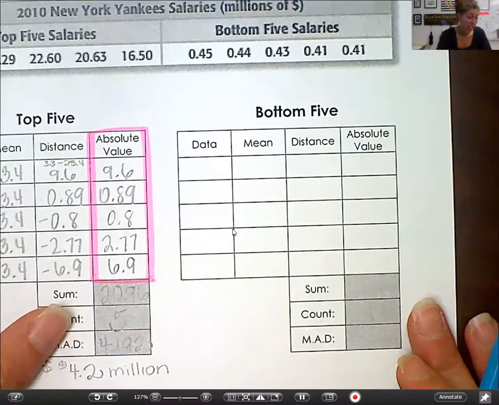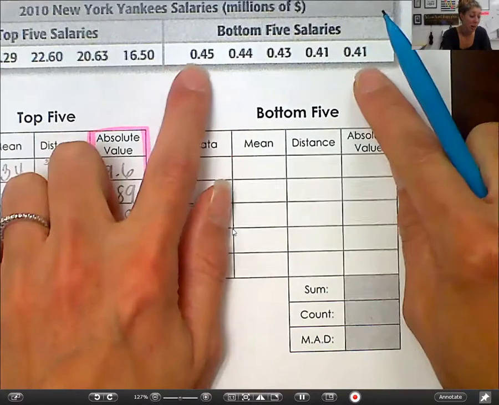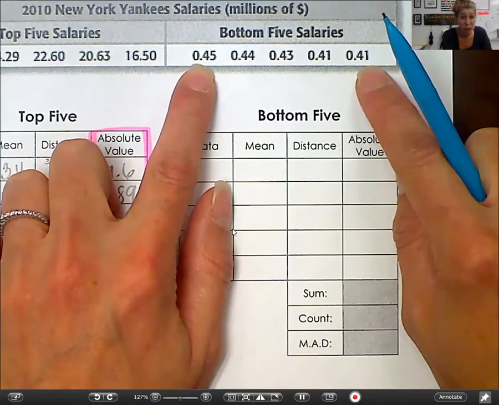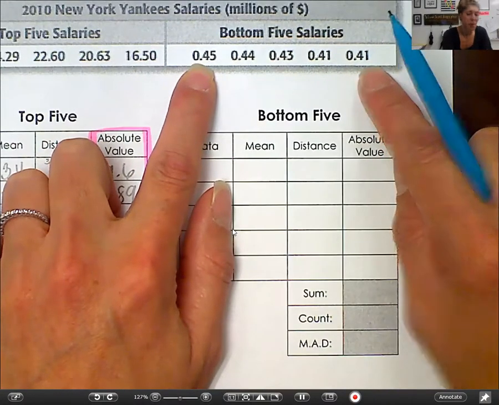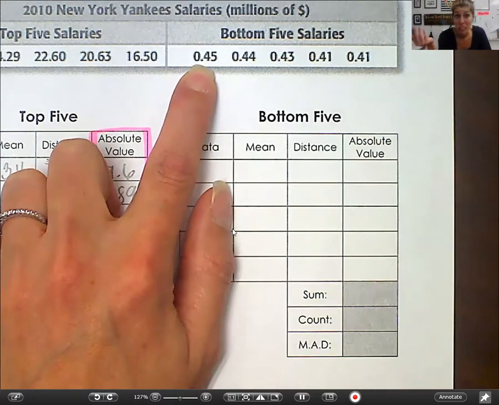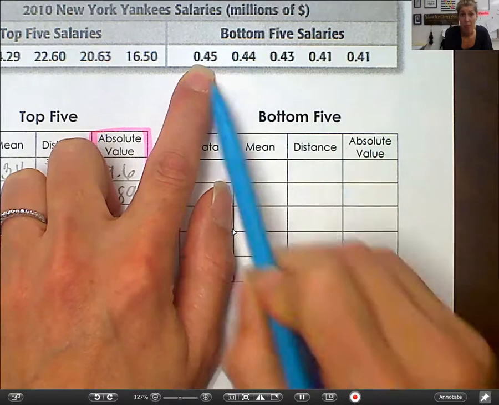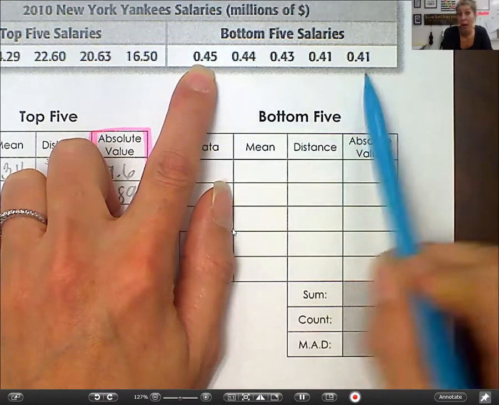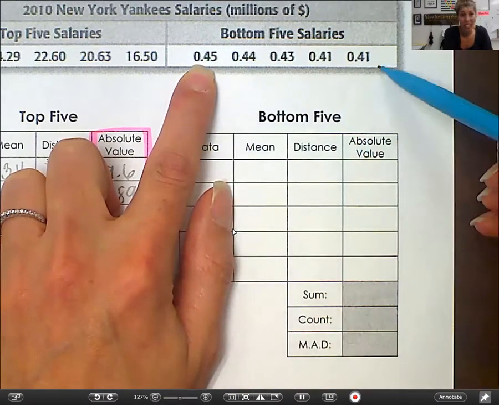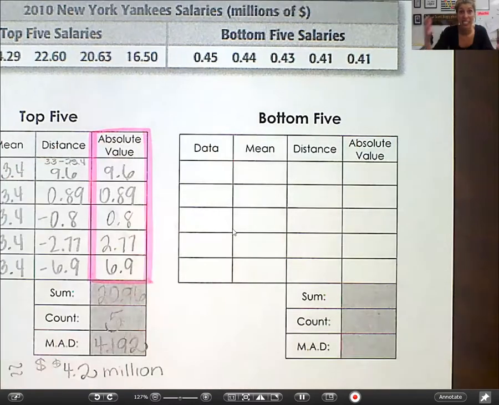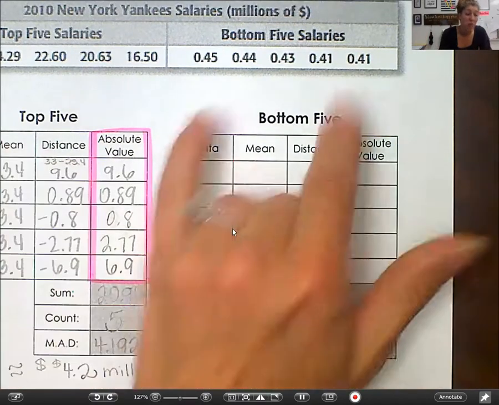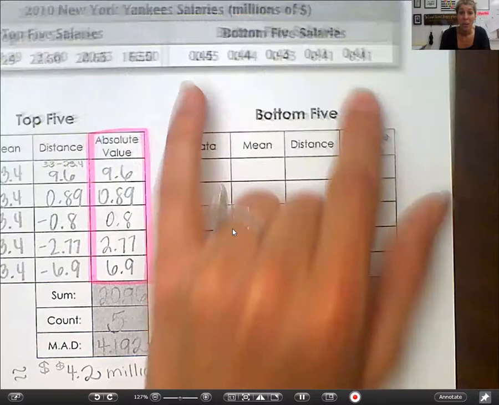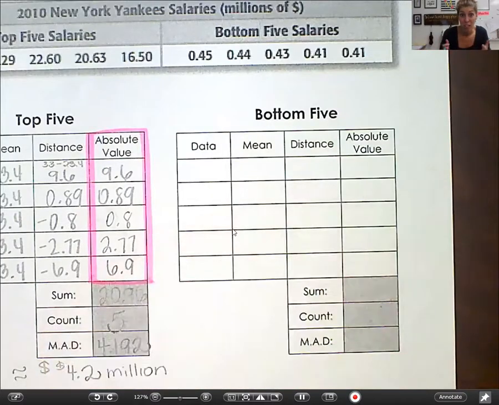If I look at the bottom 5 salaries, I can see the top and the bottom, they're not that far from each other. And now remember, 0.45 in millions is like $450,000. So they're still making about $500,000 every year, right? The bottom 5 salaries. But when I solve for that distance they are from the average, it's going to be really, really low because there's not a lot of variance, right?